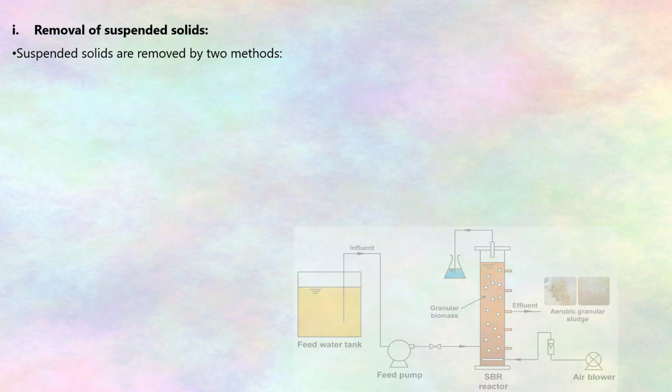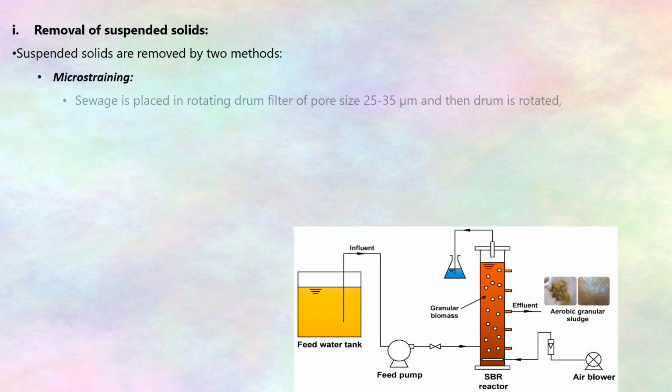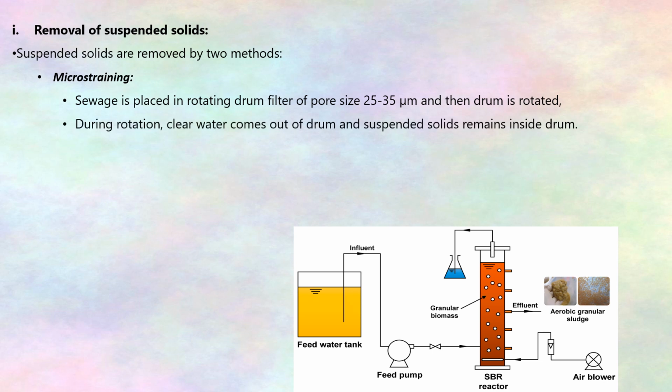The final treatment process includes the removal of suspended solids. This is done by two methods. The first is called the microstraining method. In this method, the sewage is placed in a rotating drum filter of pore size 24 to 35 mm and then the drum is rotated. During rotation, clear water comes out of the drum and suspended solids remain inside the drum.